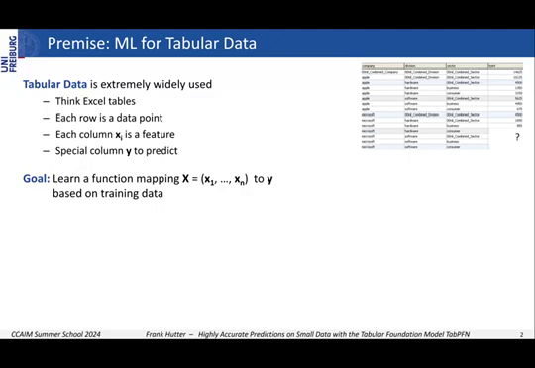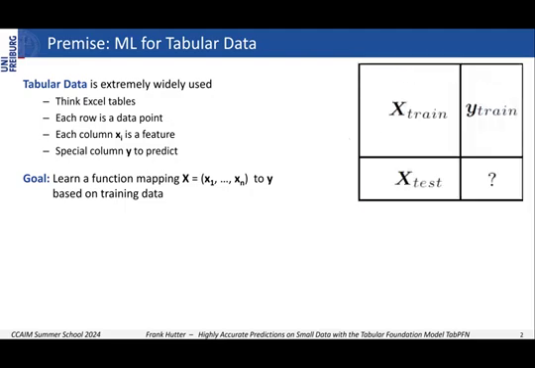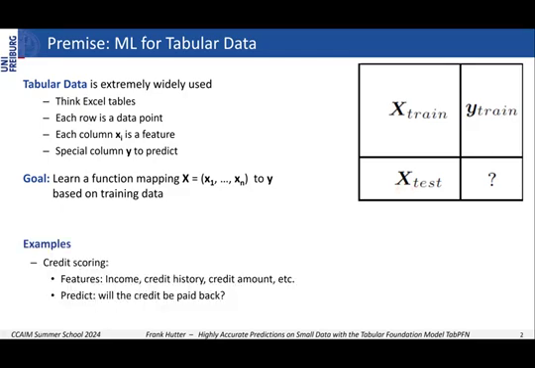Then you have a special column, which is blocked by the Zoom window for me right now, that you want to predict. You have historical data, and then you have new data where this information is missing. So in general, it looks like this. We have some training features, and some response we want to predict, which we actually have for this historical data. Then we have new data where we have these features, and we want to predict this response variable. So we want to learn a functional mapping from X to Y based on the training data.